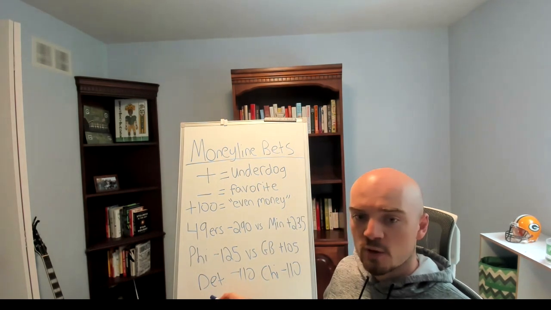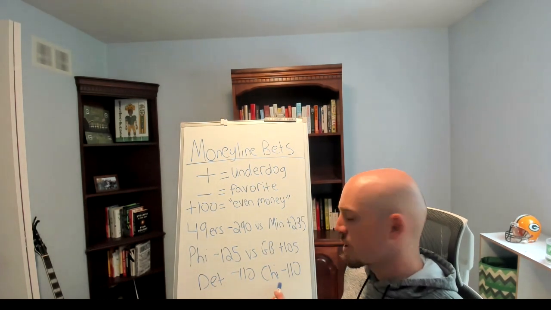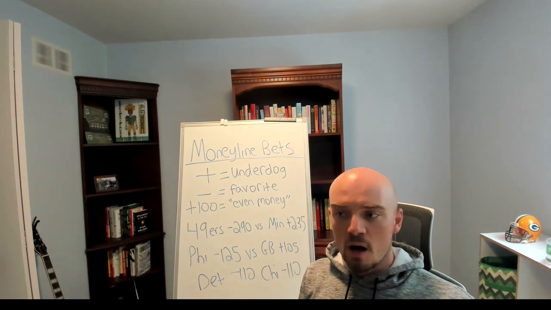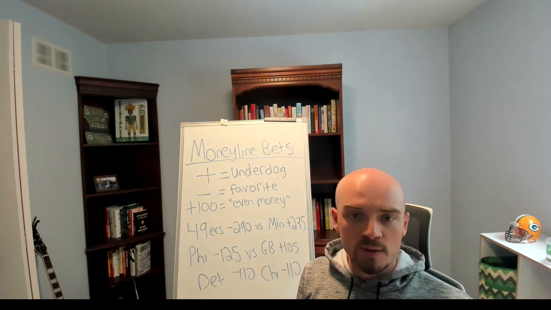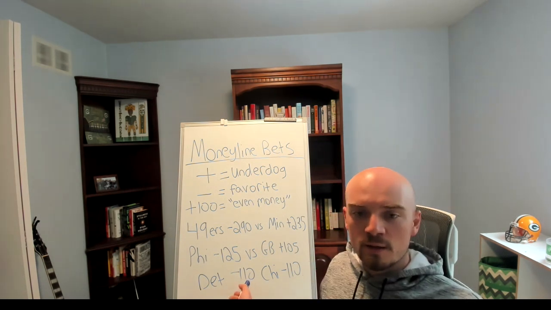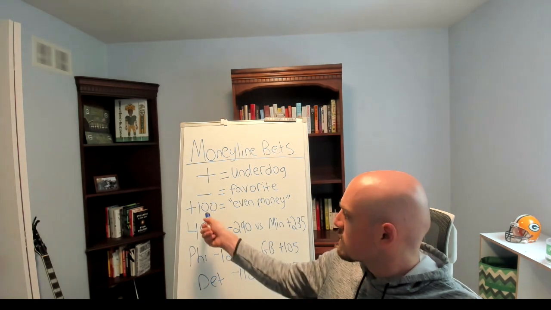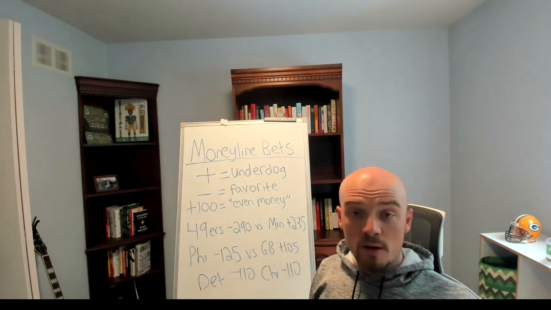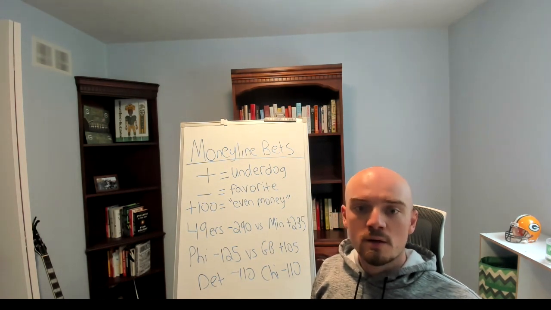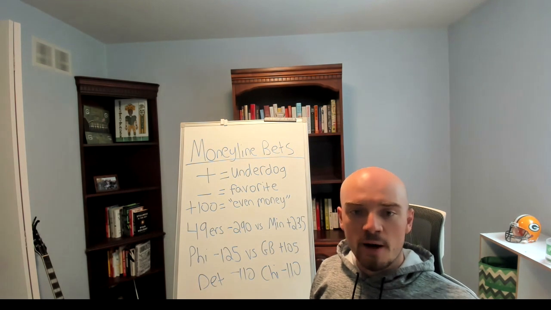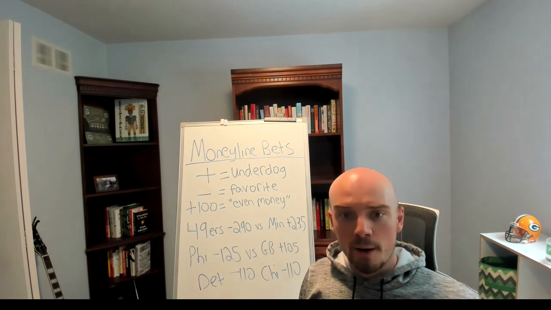In this scenario, we have Detroit minus 110 versus Chicago minus 110. So whatever team you bet on, you'd have to bet $110 to win $100. We know that we're going to get a decent return on our money just because it's close to even money. But yeah, that's pretty much it. Again, a moneyline bet is which team is going to win the game outright. And there is some understanding of odds behind that. But the more you do it, the more you'll pick up on it.